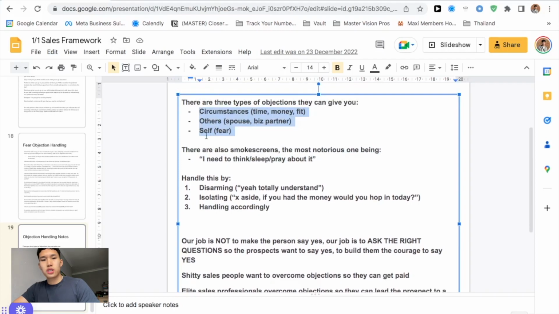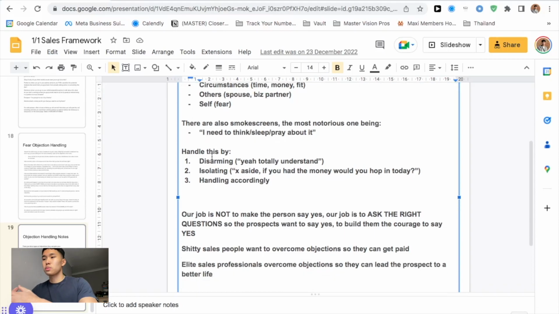There are also things such as smoke screens. Then the most notorious one being, I need to think, sleep, or pray about it. That's not a real objection. There's a reason they say that. They want to say it in a different way, to indirectly say it in a different way. And your job as a salesperson or a closer is to find out what that is.